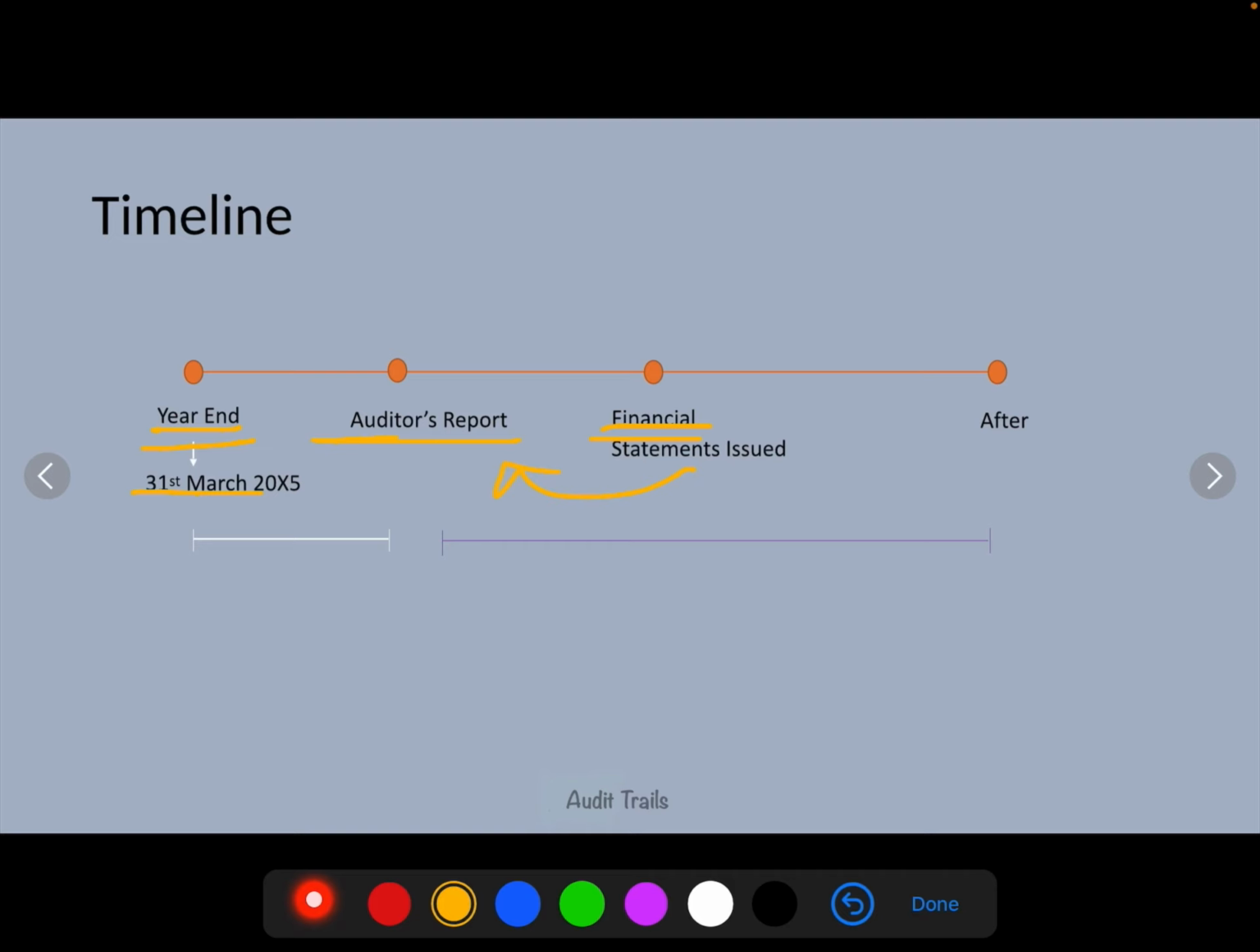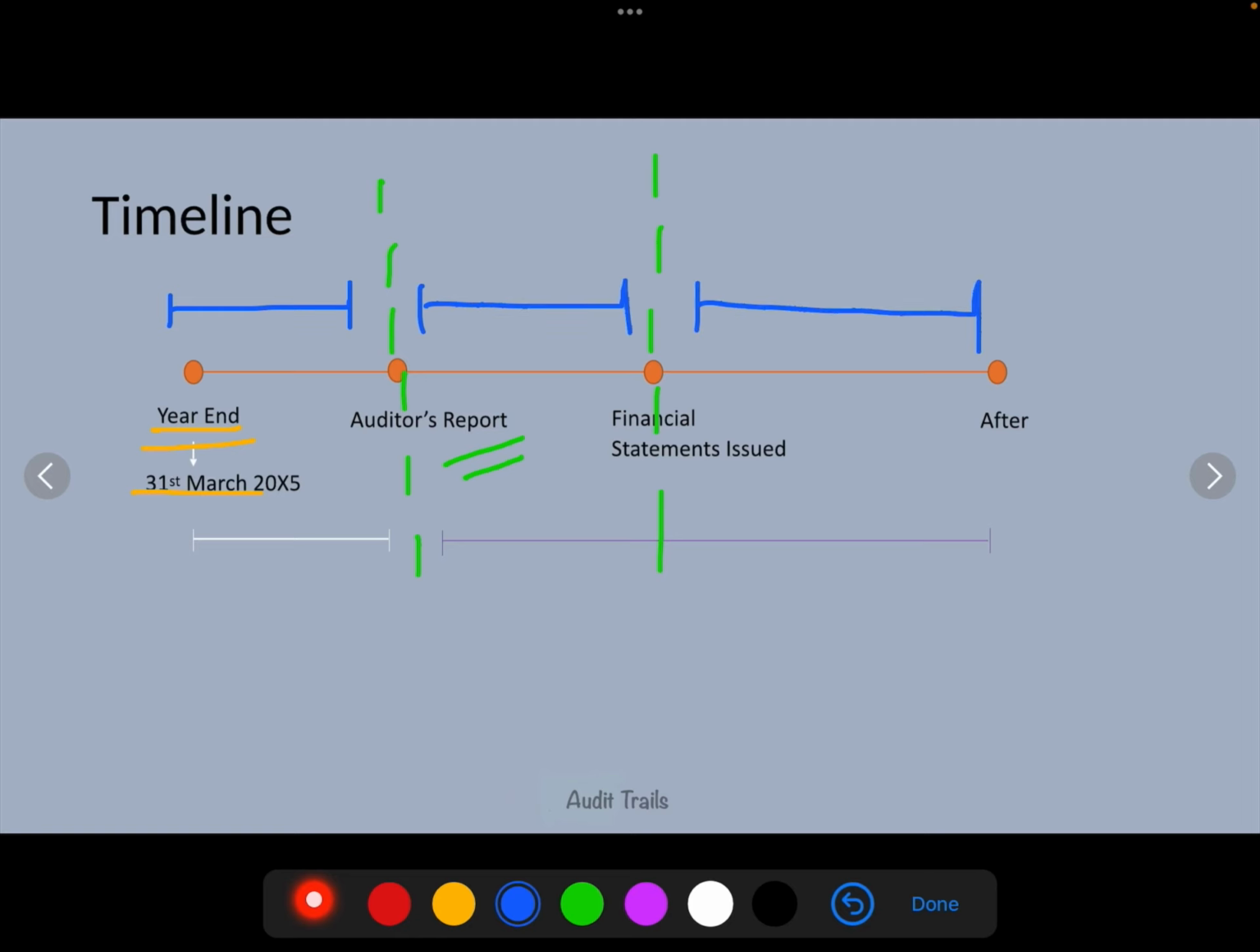for the general public. So, the role of the auditor before he signs the audit report, and after his signature but before the financial statements are issued, will be completely different. That is, the responsibility in this period and in this period will be entirely different. How so? We'll look into that.